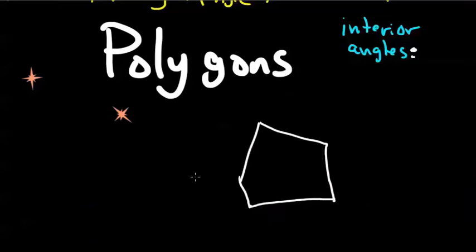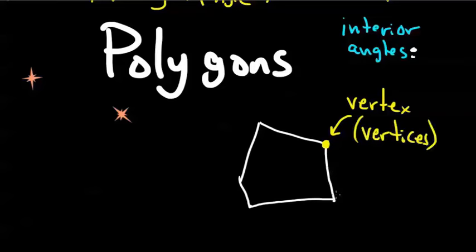Okay, so let's say we look at this pentagon here. Pent because it has 5 sides. Notice it's not a regular pentagon. Regular means that all the sides would be congruent. Definitely not the case here. So how many interior angles do we have? 5: 1, 2, 3, 4, 5. Next thing I want to remind you is that this is called a vertex, and when we have more than one, they're called vertices. So in this case we have 5 angles, we also have 5 vertices.